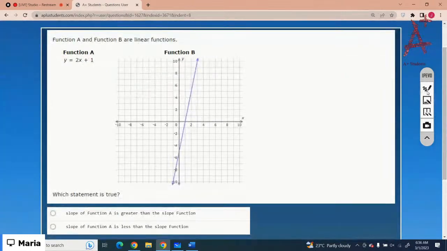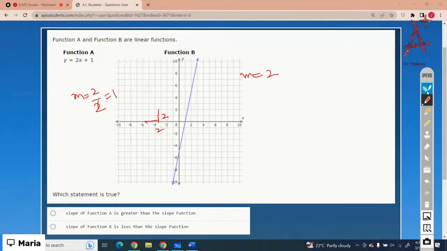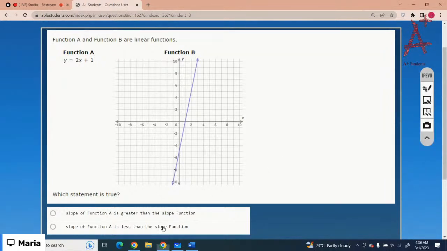Okay, just look at the function A. The slope of the function A is 2 and the slope of function B is, you can just count, it would be 1, 2, 3 and 4, 4 over 1. So the slope of function B is 4 over 1, that would be 4. So slope of function A is less than slope of function B. Got it? The second option is the correct one.